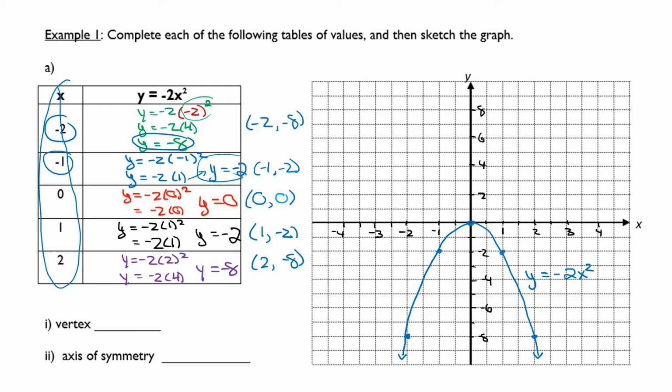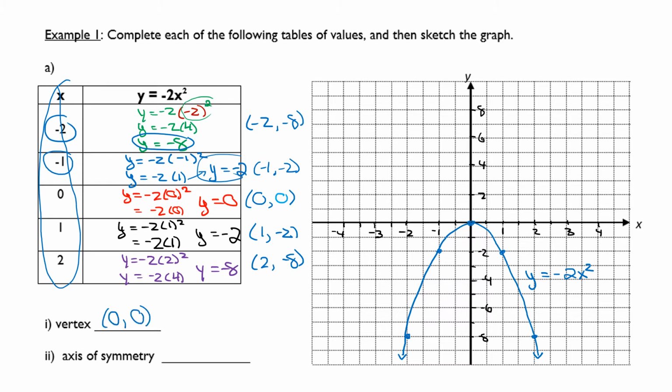So let's talk about some of those features from before. First of all, the vertex. Remember the vertex? You had a vertex on a triangle, and that was a corner. It's the same idea here. It's a corner, it's right here. That's my vertex. And what is the coordinate? Vertex is always written as a coordinate, not a number. You would not just say my vertex is 0. The coordinate of my vertex is (0, 0).